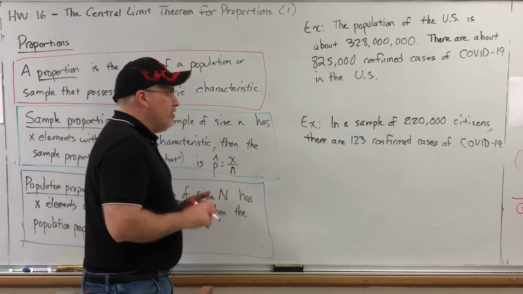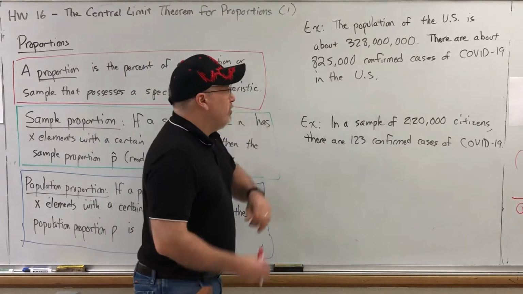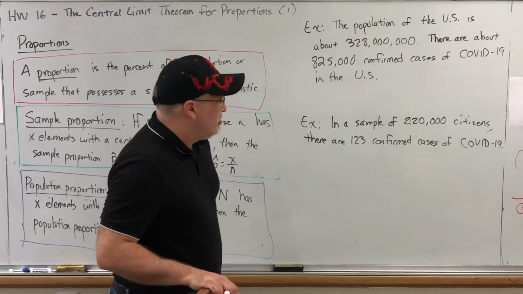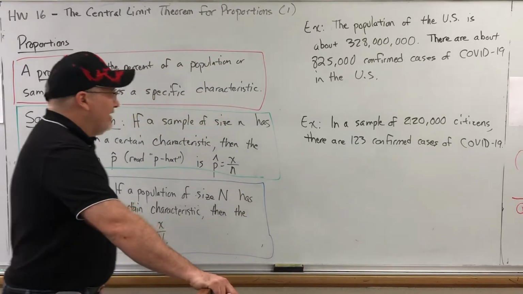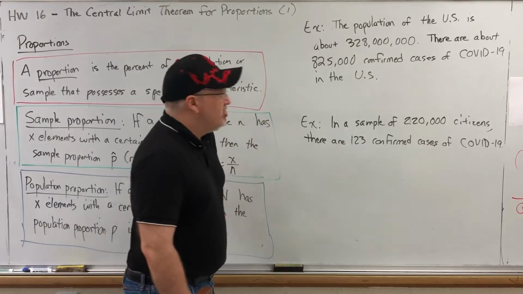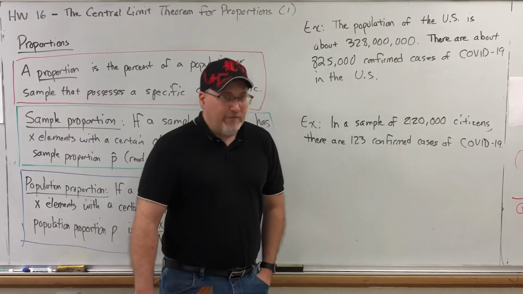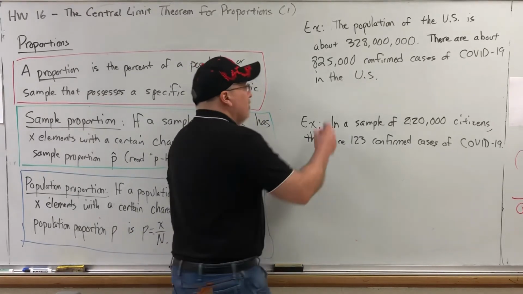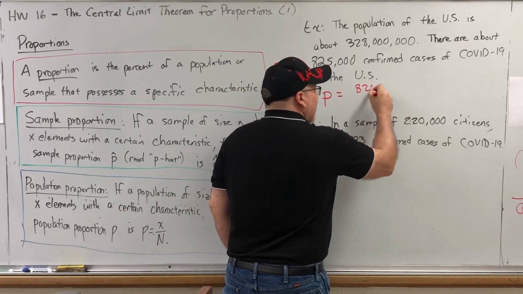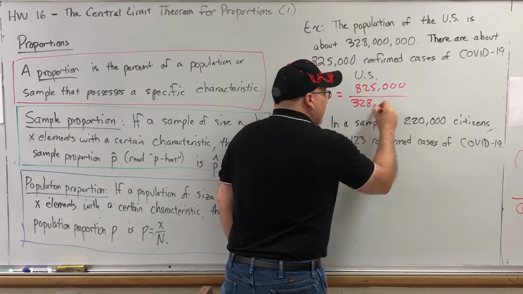So the variable here is, do you have COVID-19? The answer is yes or no. 825,000 people said yes, or were tested, and the answer was yes. Now we can calculate a population proportion because we can calculate the percent of the population that has a characteristic. In this case, the characteristic is a confirmed case of COVID-19. So we could say that P equals 825,000 out of 328 million.